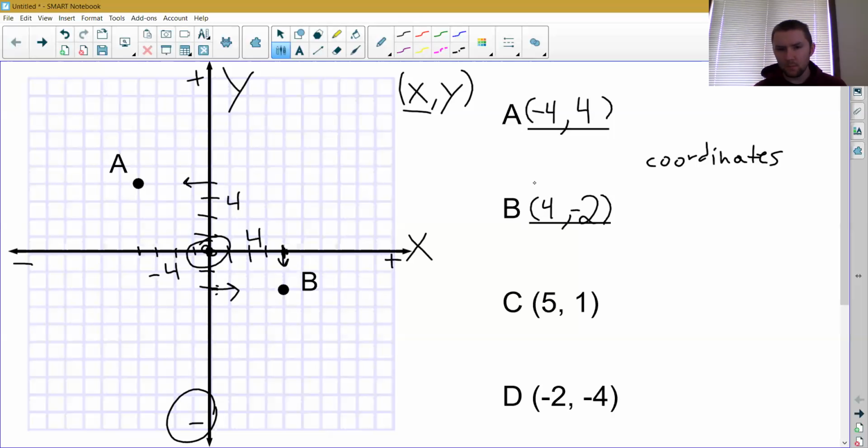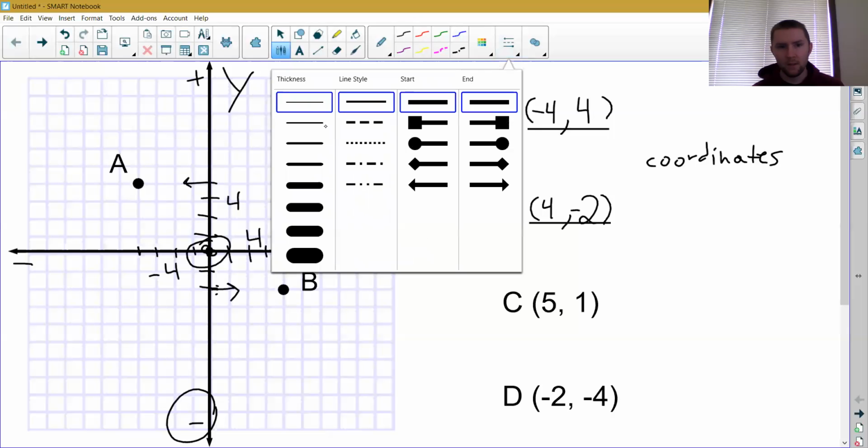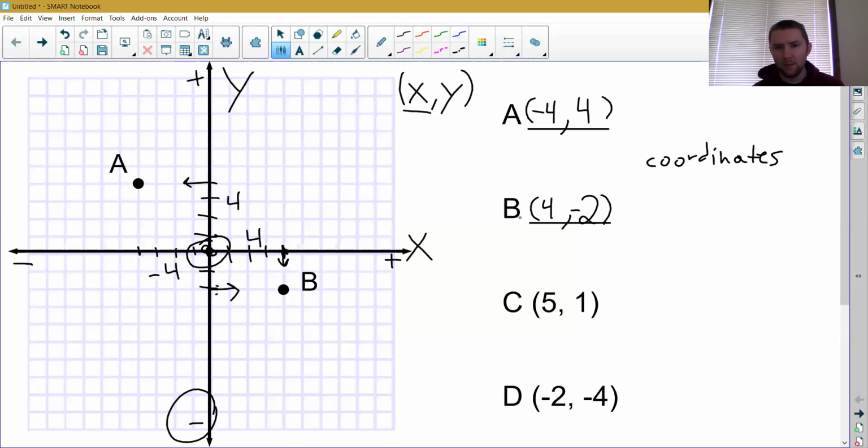That would be the coordinates of point B. All right. Now, another thing that you may be asked to do in your practice is take a coordinate point and plot that on a graph. Okay, so if you were asked to take a coordinate point and plot it on a graph, which I'm going to get ready to do here. If we have, here's point C. Point C needs to be at 5, comma 1.